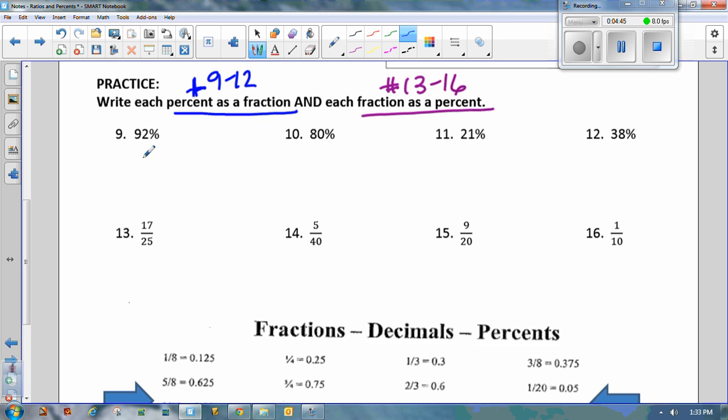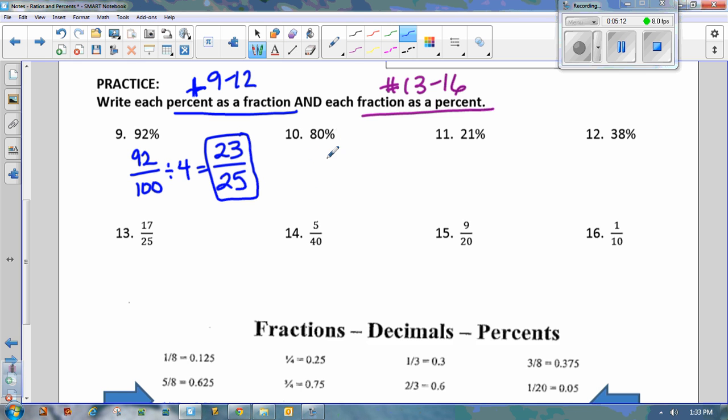Number 9, we have 92%. Remember, changing a percent to a fraction is drop your percent sign and write your value over 100, and then simplify. 92 over 100 has a GCF of 4. So 92 divided by 4 is 23, and 100 divided by 4 is 25. So we have then 92% as a fraction is 23 over 25.